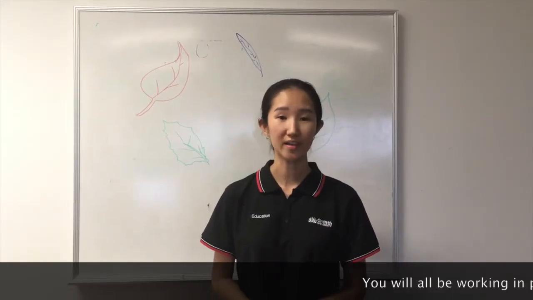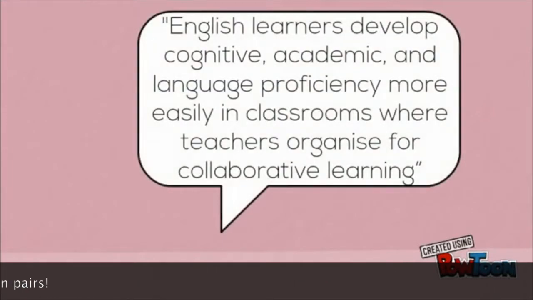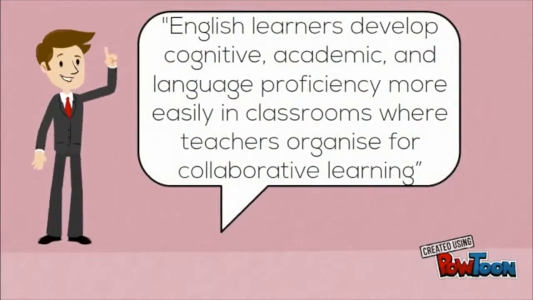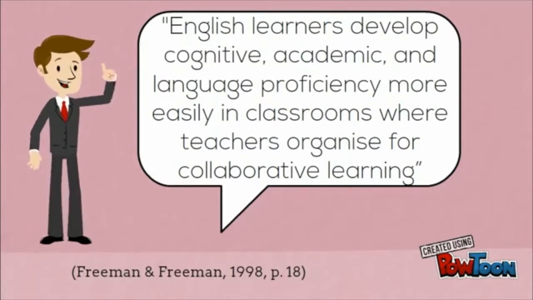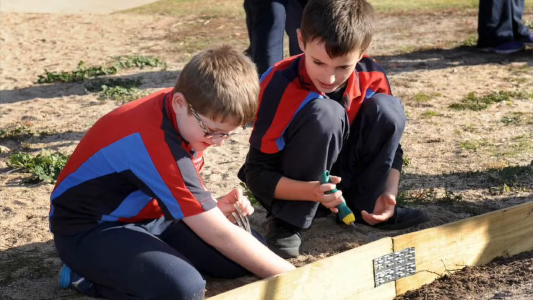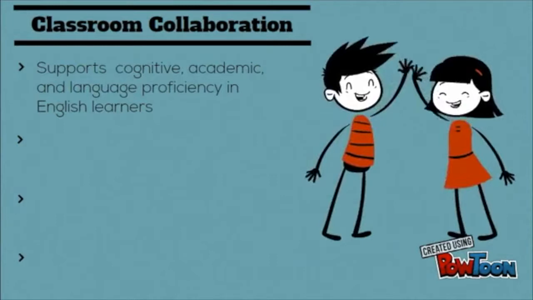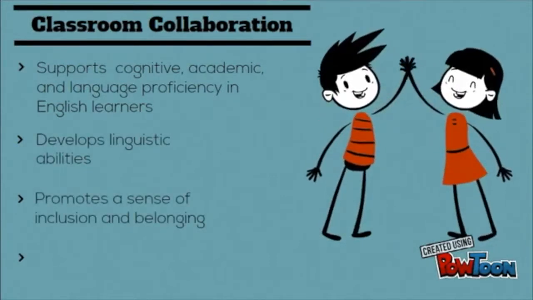You will all be working in pairs. Studies by Freeman and Freeman suggest that, quote, English learners develop cognitive, academic, and language proficiency more easily in classrooms where teachers organize for collaborative learning, unquote. Therefore, by providing Lee with the opportunity to collaborate and positively engage with his peers, the teacher is not only supporting the development of his linguistic abilities, but also promoting a sense of inclusion and belonging. This also pertains to the fulfillment of Lee's social needs.